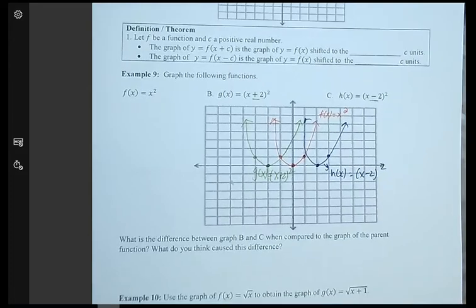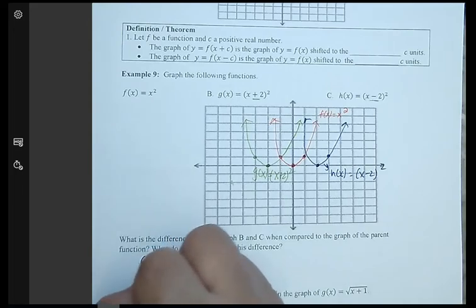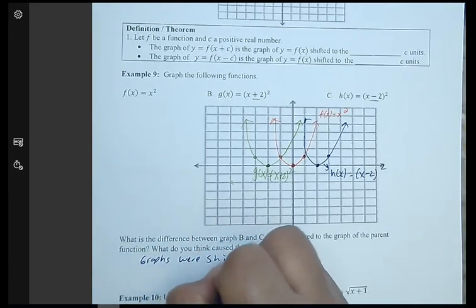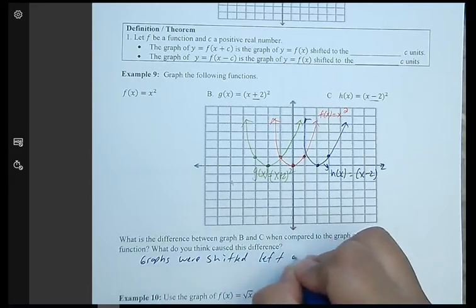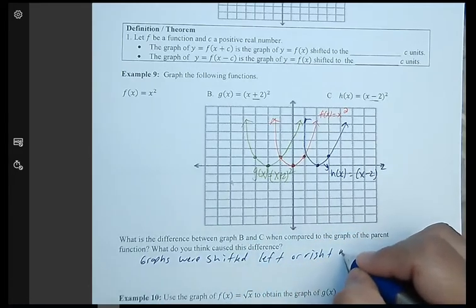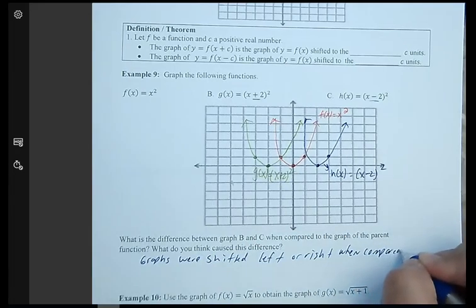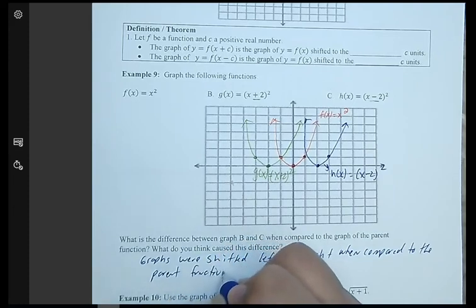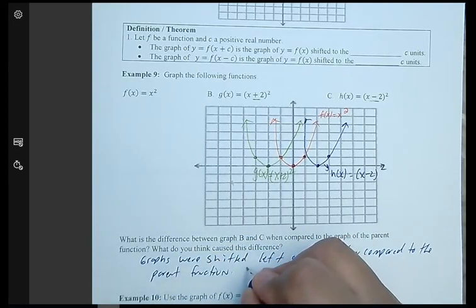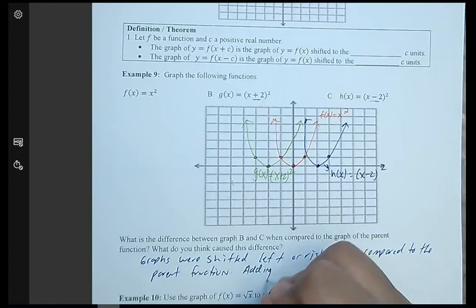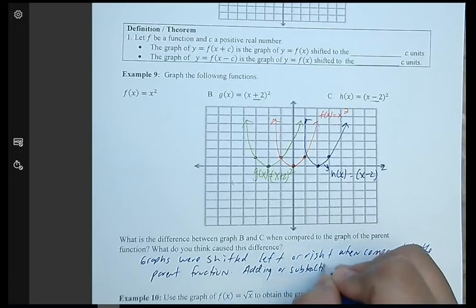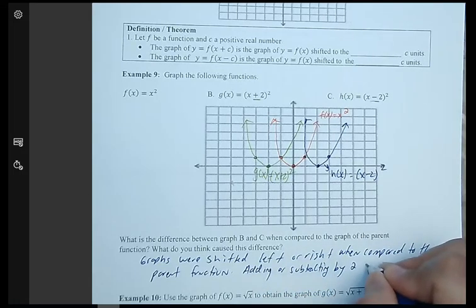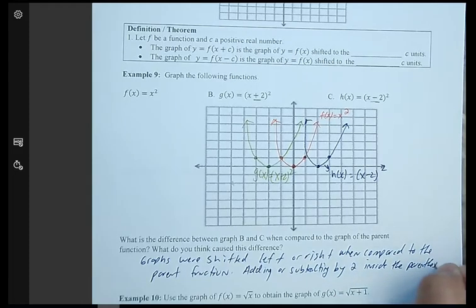So the difference here again is that the graphs were either shifted left or right. Okay, so graphs were shifted left or right when compared to the parent function. And what caused that was adding or subtracting, in this case by 2, inside the parentheses before the number was squared.